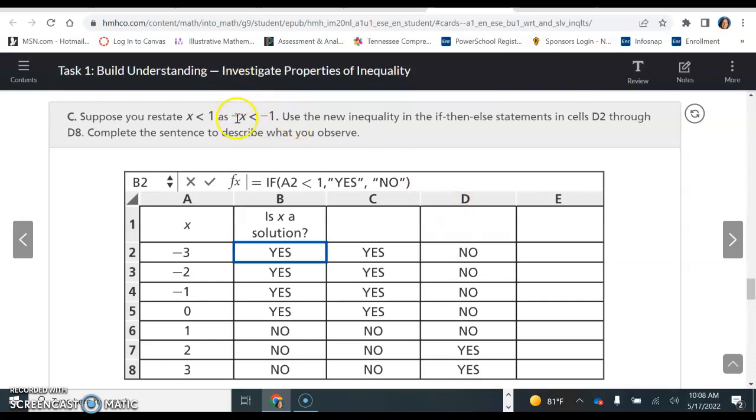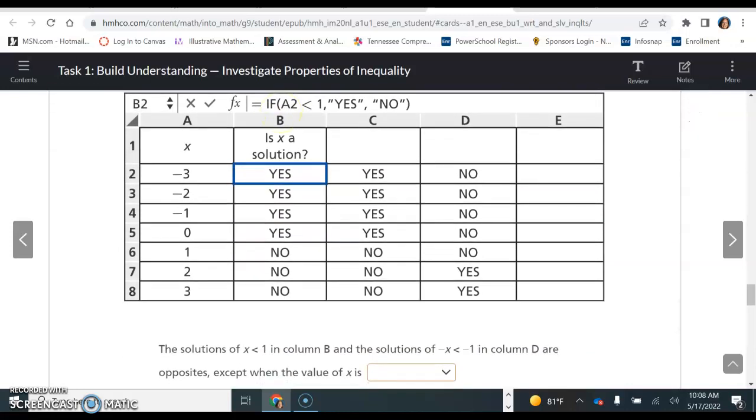Okay, now you're going to have to divide by a negative number. Use the new inequality in the if-then-else statements in cells D2 through D8. Complete the sentence to describe what you observe. All right, so now if I divide this by negative 1, I'm going to get x greater than 1. So this will not be the same. This is x less than 1. And if I divide by a negative, I have to switch the inequality. So these are not equivalent statements.